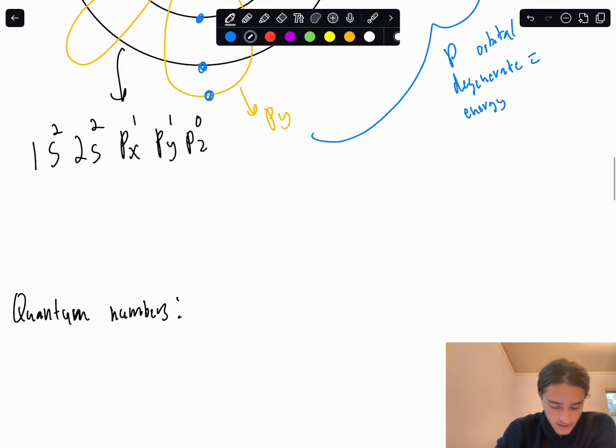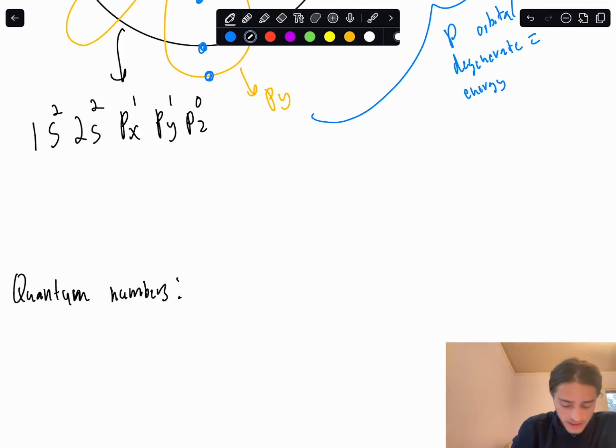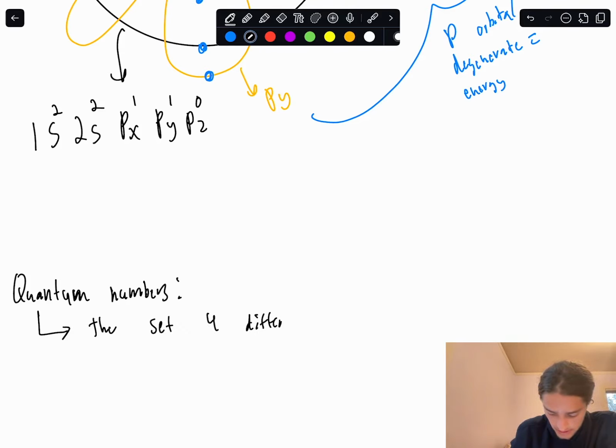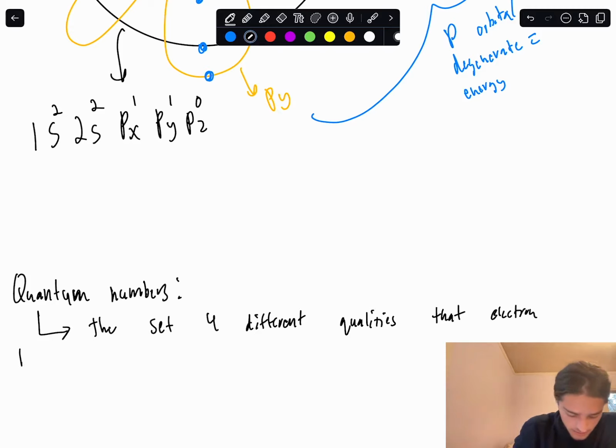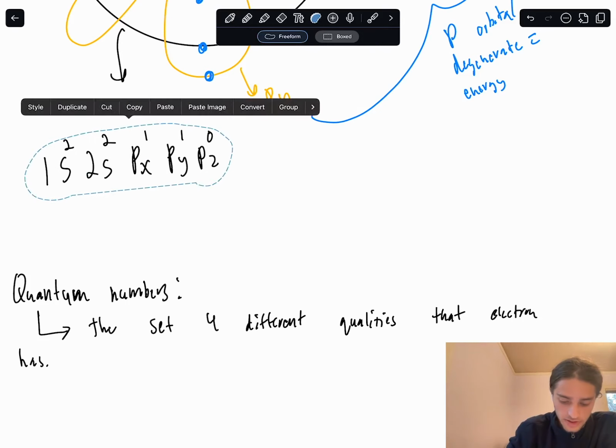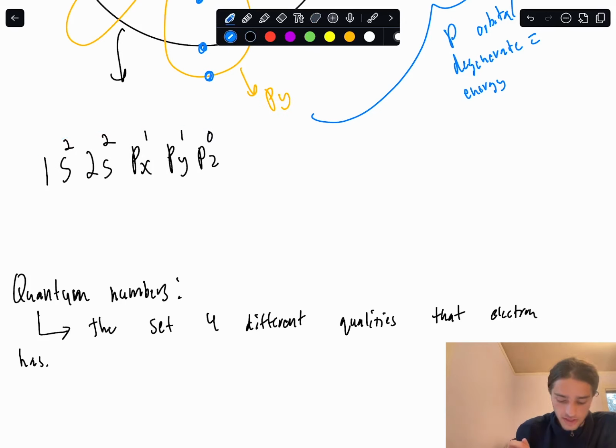So quantum numbers, they're not really numbers at all. Well, I mean, they kind of are, but what I rather think of them as is the set of four different qualities that each electron has. Four different qualities that each electron has. So let me move down our electron configuration from earlier. And so the first quantum number is called the principal quantum number. And that's the numbers that come before the orbitals.